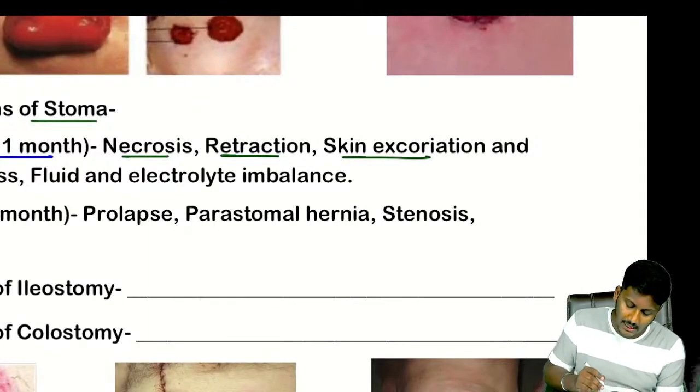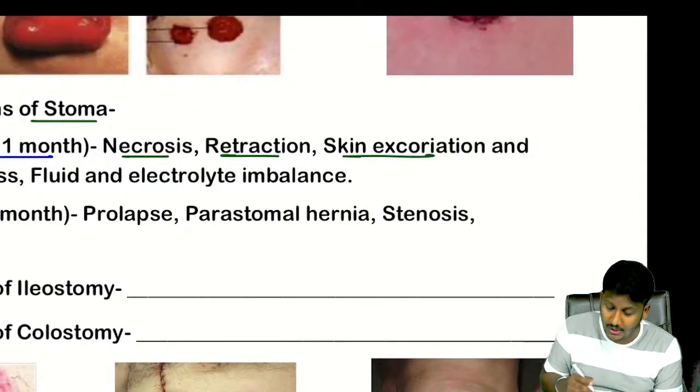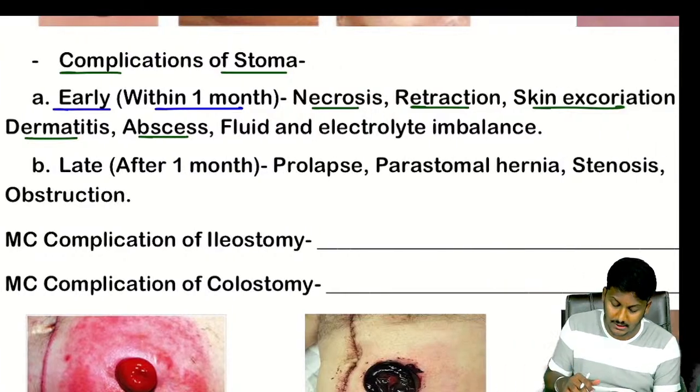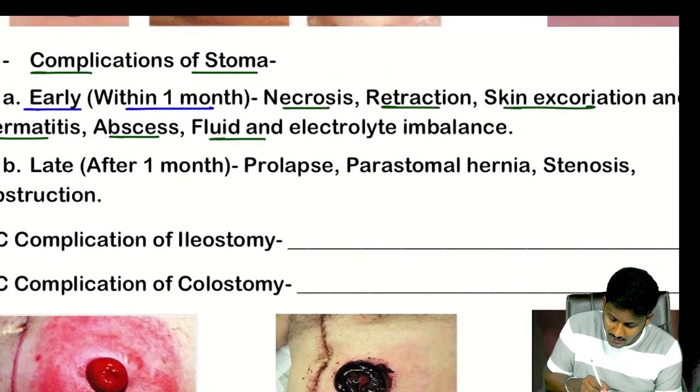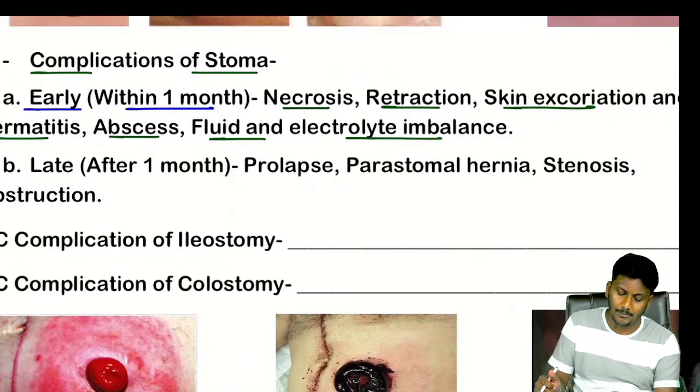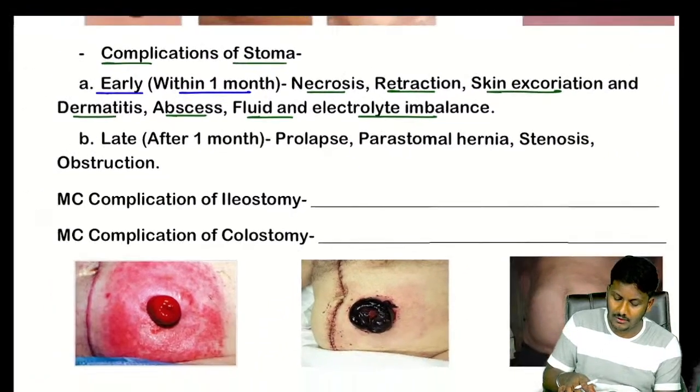Further, the patient may also develop dermatitis. There can be inflammation of the skin. The patient may have an abscess at the stoma site due to infection. There can be an abscess at the stoma site. The patient may have a lot of fluid and electrolyte imbalance. I've told you in ileostomy there will be more chance. The patient may have a fluid and electrolyte imbalance or disturbance.